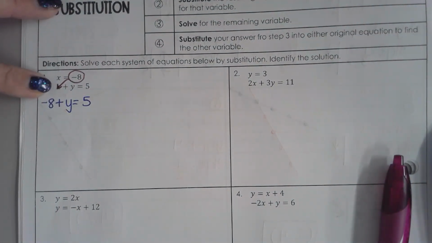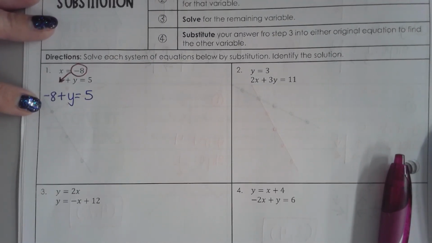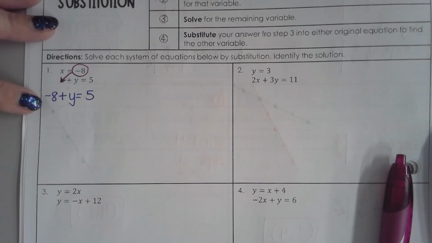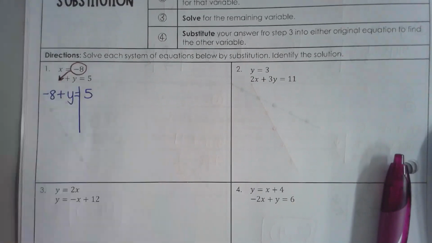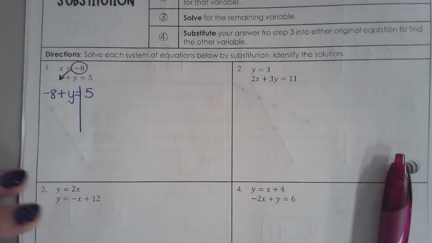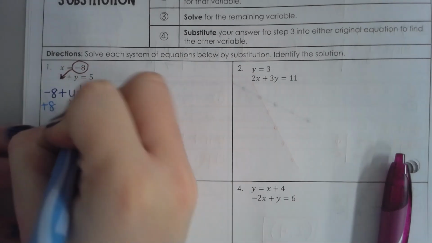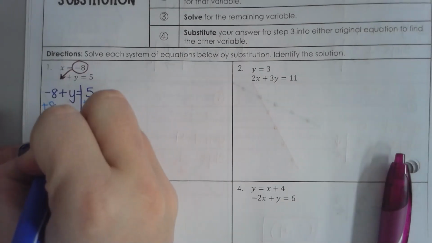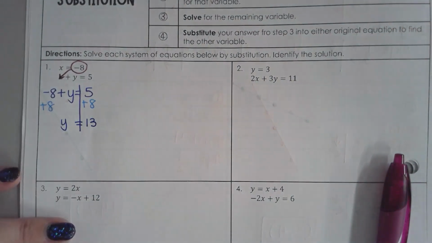So the x was gone, it's replaced with the -8. Okay. So we have to solve this for y. What step should I do? Add 8 to both sides. And we get y equals 13.